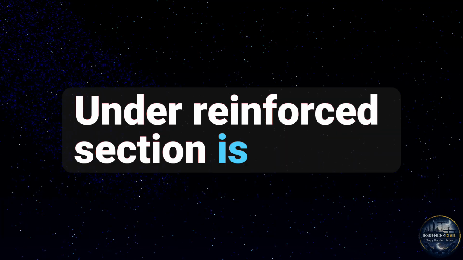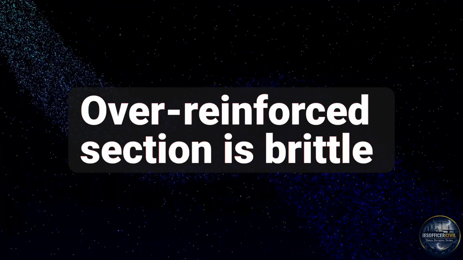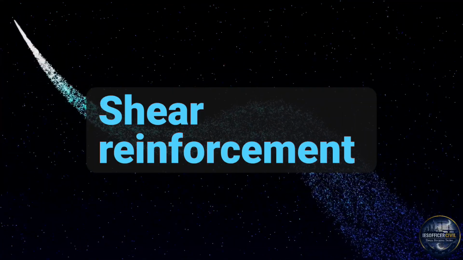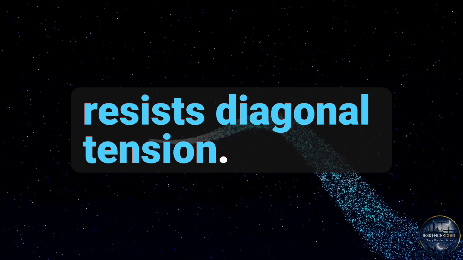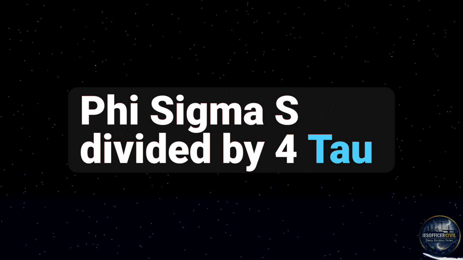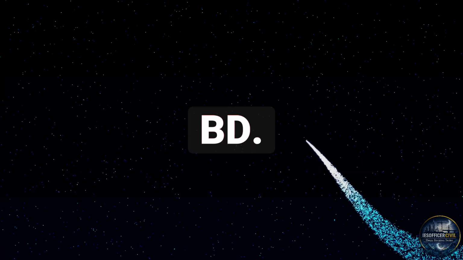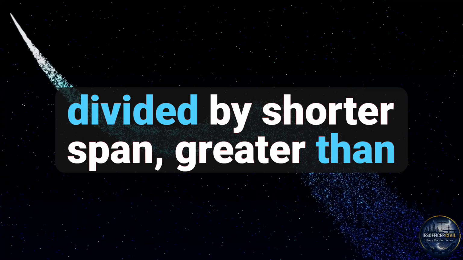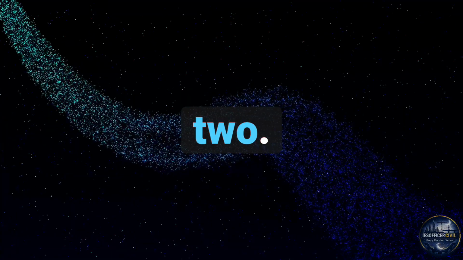Under reinforced section is preferred. Over reinforced section is brittle and unsafe. Shear reinforcement resists diagonal tension. Development length, LD equals phi sigma S divided by 4 tau BD. One-way slab, longer span divided by shorter span, greater than 2.